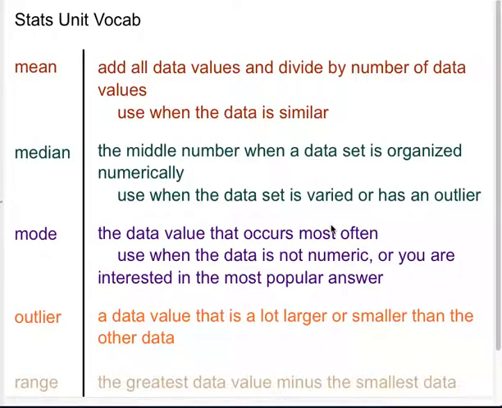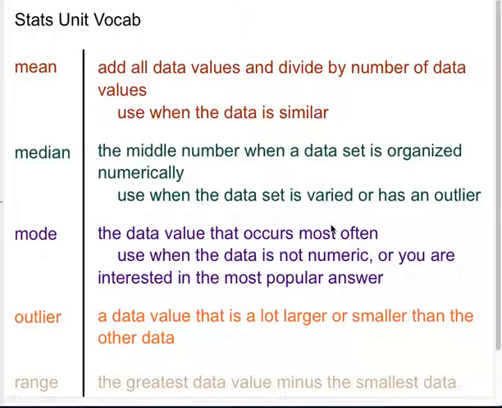So our next unit is measures of center and spread. The three measures of center that we're going to be looking at are mean, median, and mode. The mean is the average of all the data values. You add them all up and divide by the total number of data values. The mean is a good representation for the measure of center to use when the data is very similar.